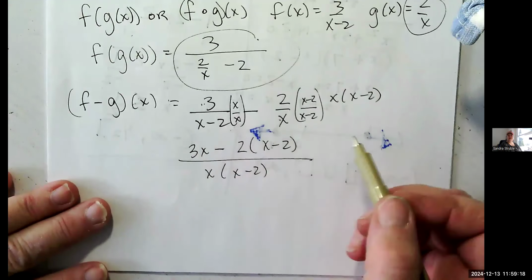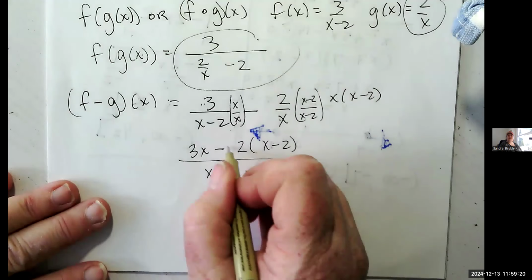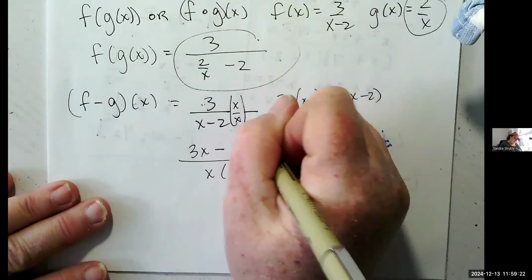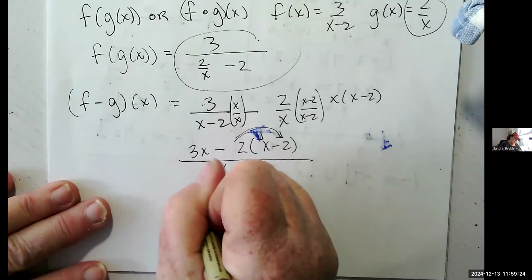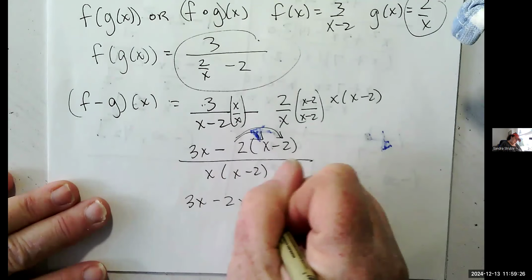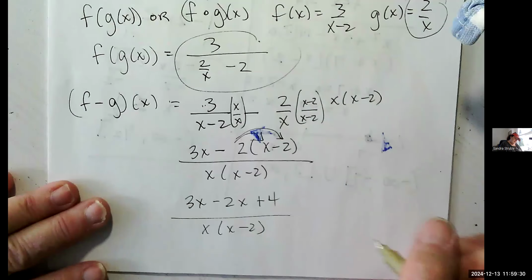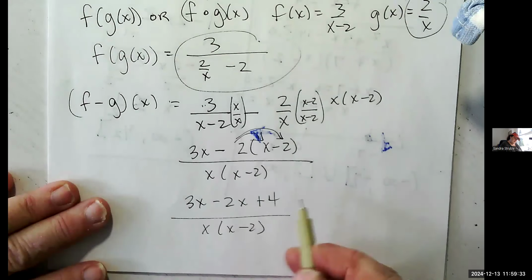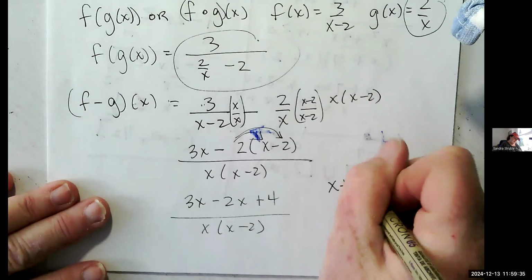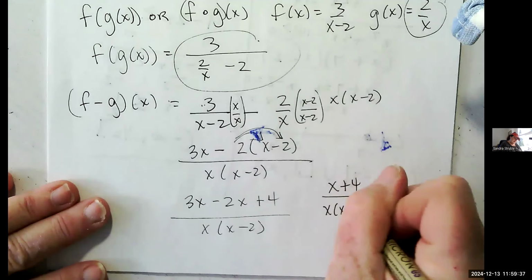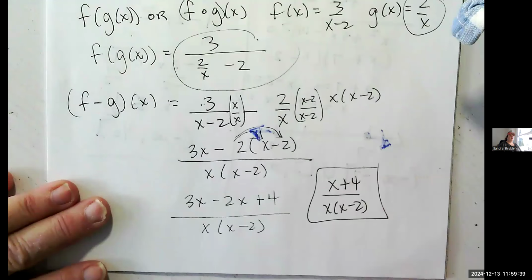Now they have the same denominator, so we can combine them. I'm going to distribute my negative 2 over my binomial. I get 3x minus 2x plus 4 over x times x minus 2. This becomes x plus 4 over x times x minus 2. And that's it.